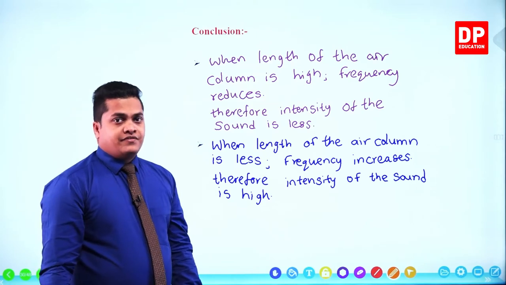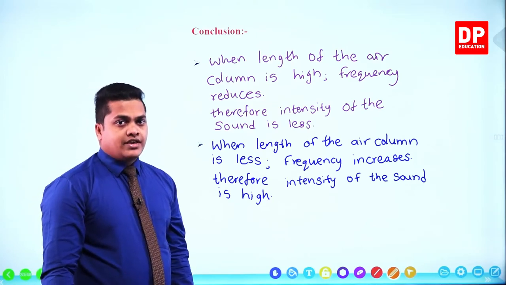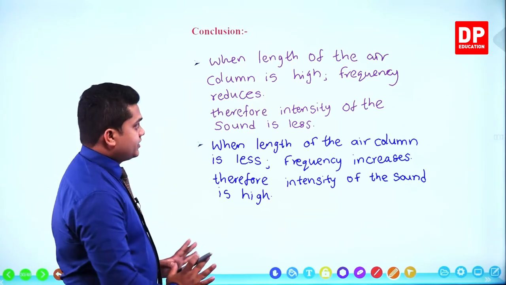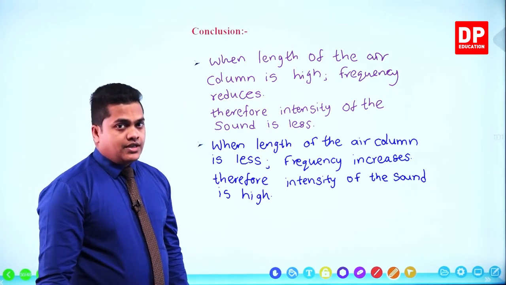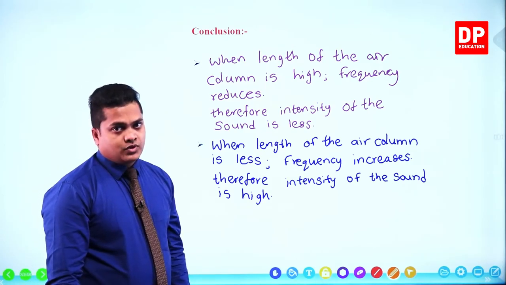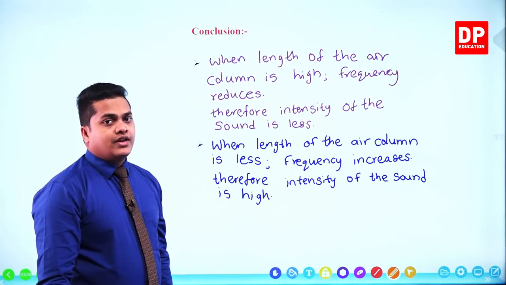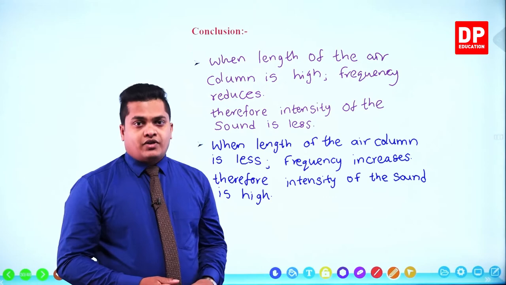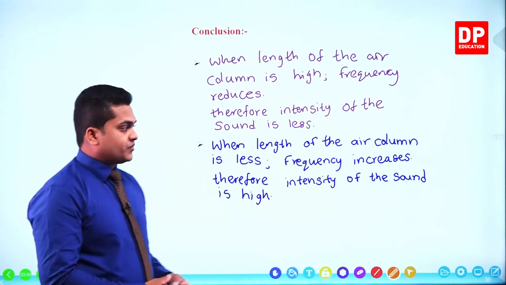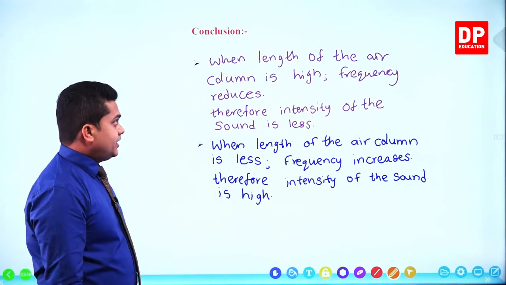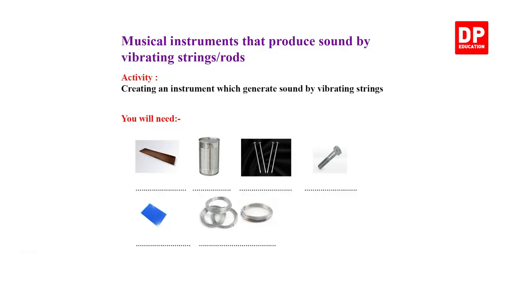So this is our final conclusion. Like in the earlier case, we can write the conclusion in detail like this. Okay, so this is how to change the frequency of an instrument that generates sound by the vibration of air columns. Okay, my dear children, then we're going to move on to the next part.